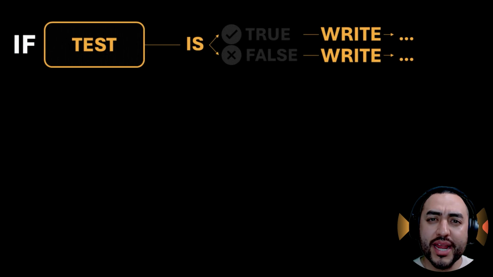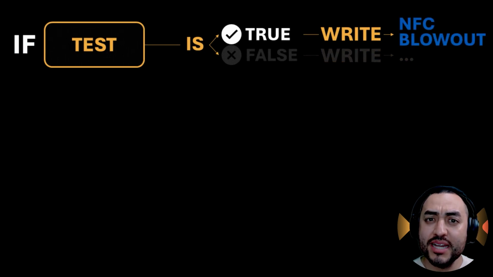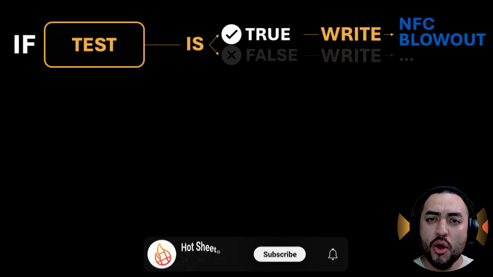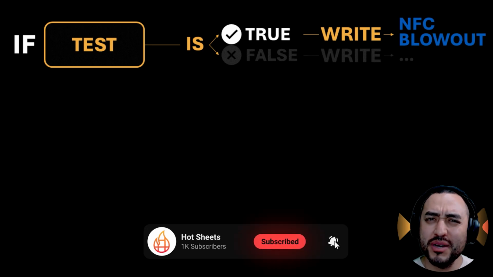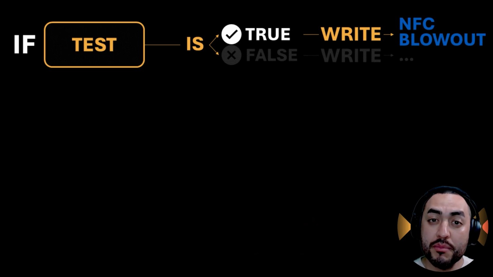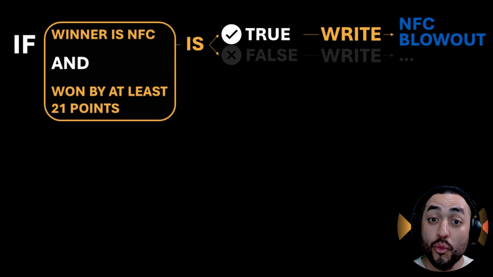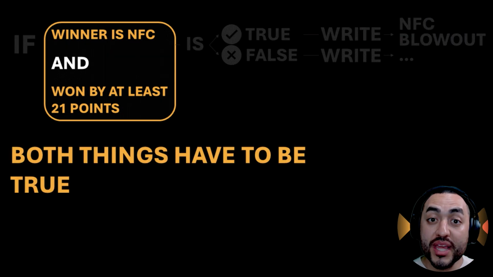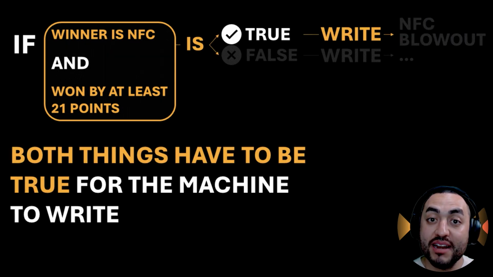We know that we want to write NFC blowout, so let's set that as the thing the machine writes when the test is true. We'll come back on what to write when the test is false, but for now, let's turn to the test. Remember, our test needs two parts. Winner is NFC, and they won by at least 21 points. Both things have to be true for the machine to write NFC blowout.